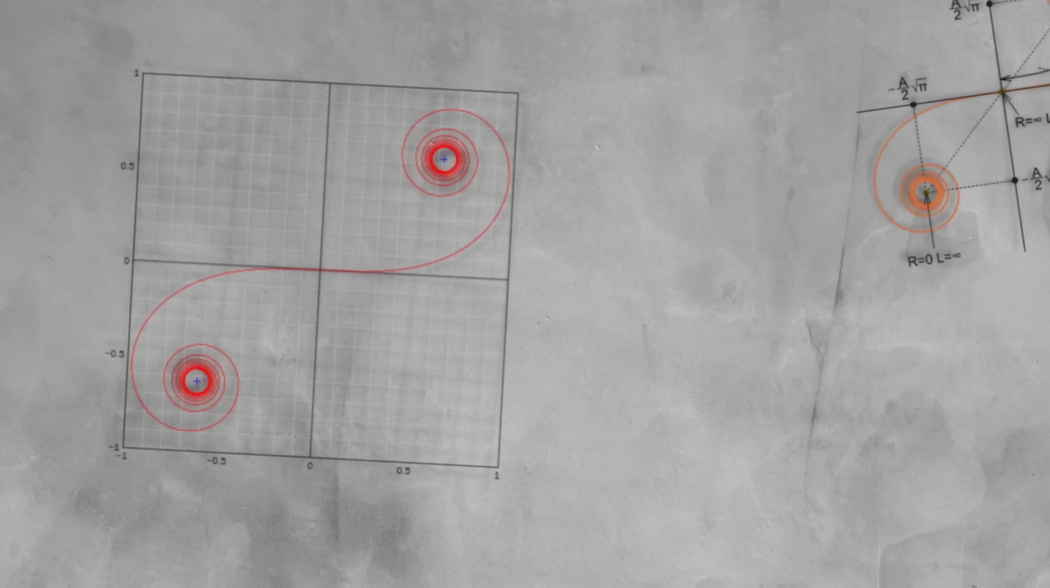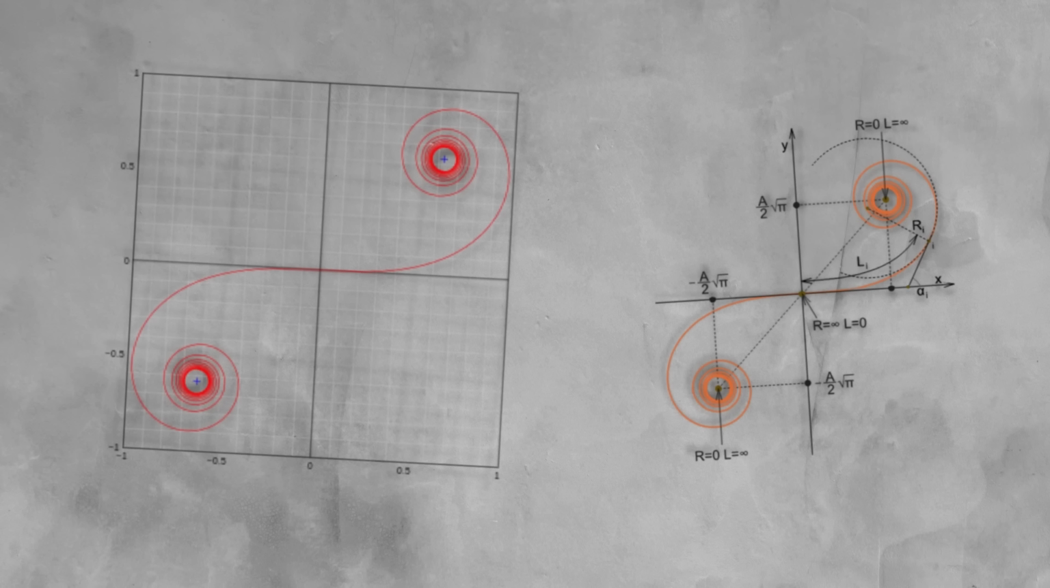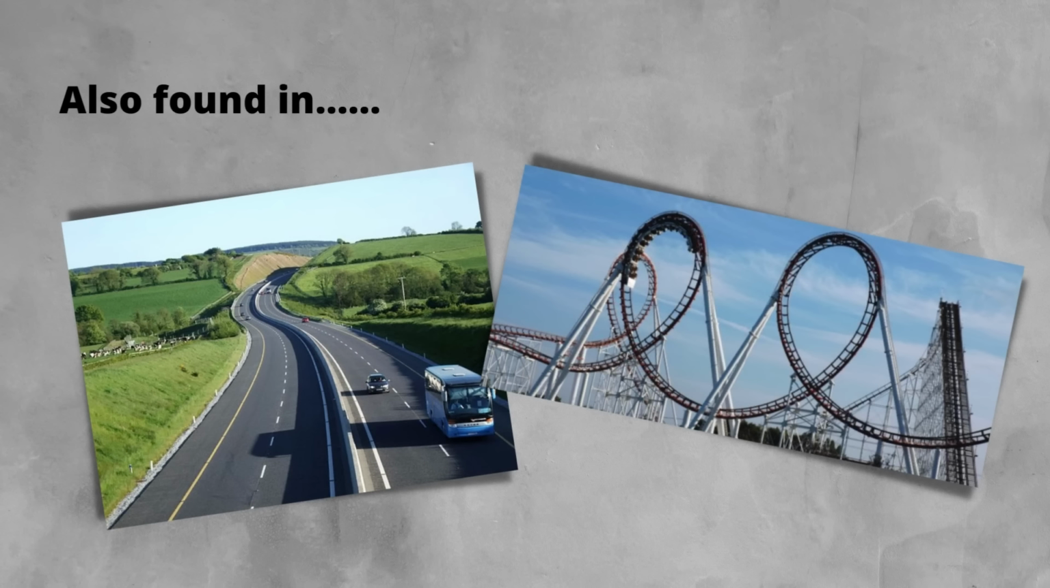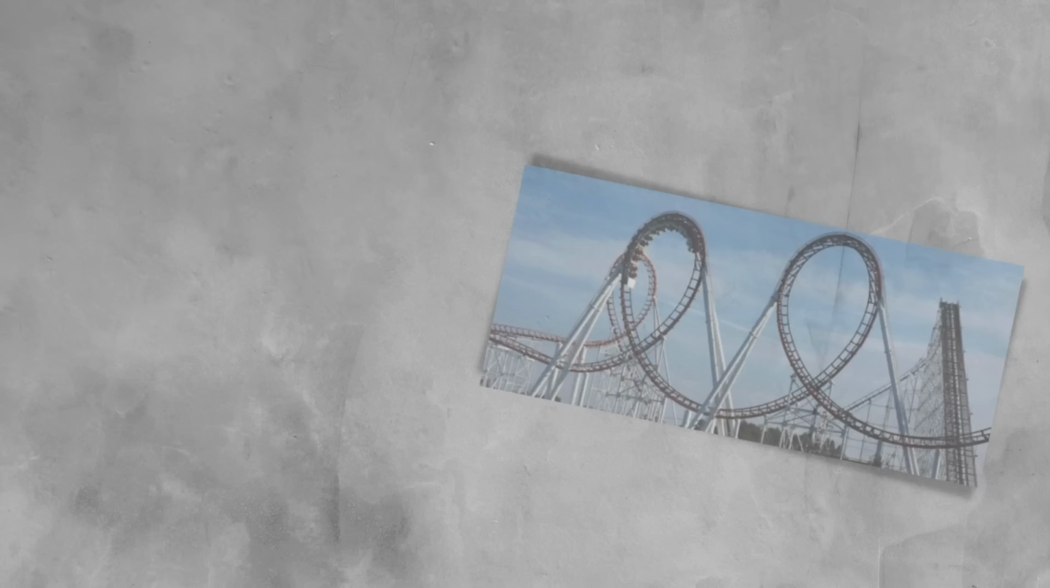A clothoid's distinct feature, or property, is that the curvature at any given point is proportional to the distance along the curve from the starting point. Simply put, it starts off straight, but as you go along the curve, it starts to bend more and more. Imagine drawing a line that gradually bends more as you go along it. This gives smooth curves, perfect for transition curves. Clothoids can also be found in the design of roads and roller coasters.